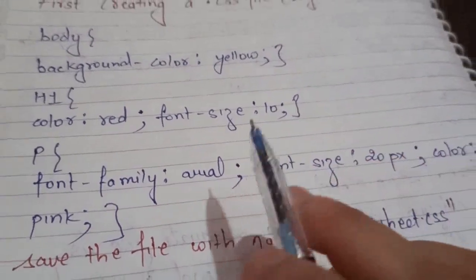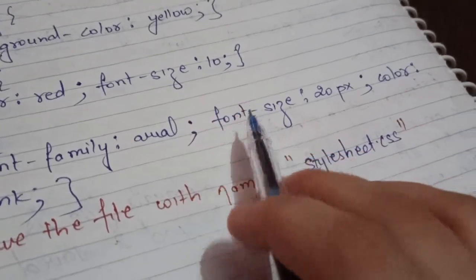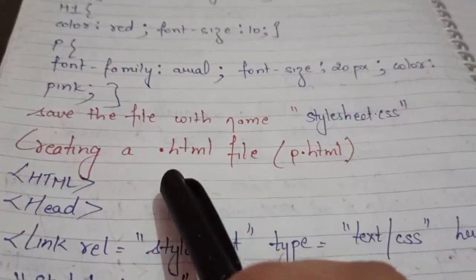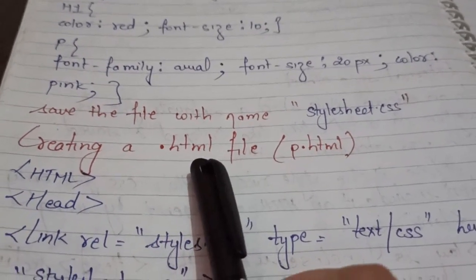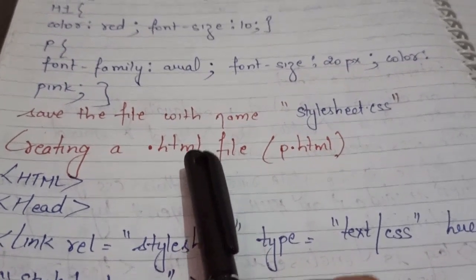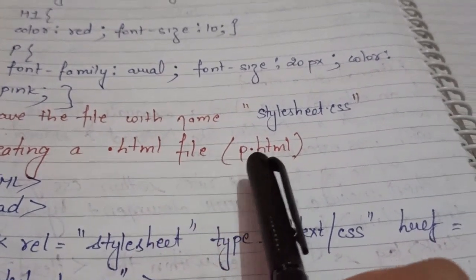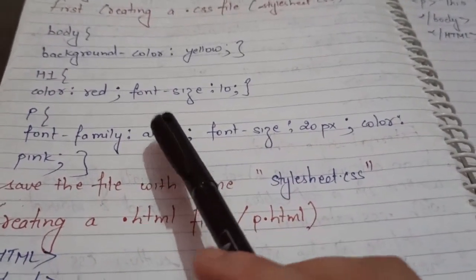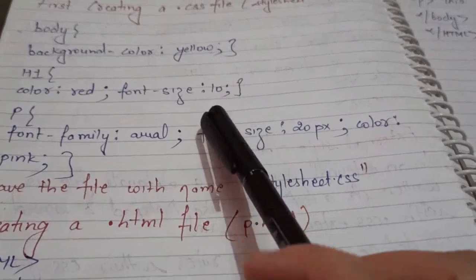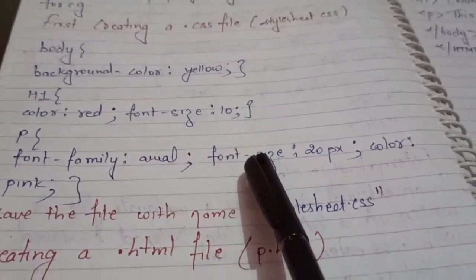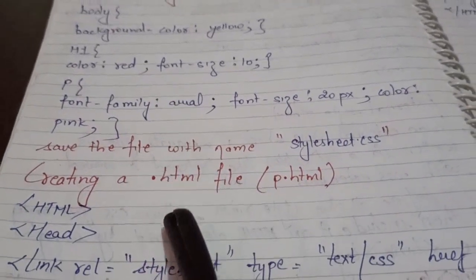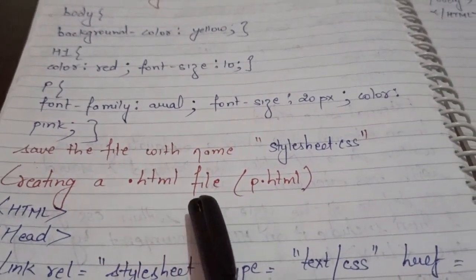Now what I am going to do, I am going to create one more file, but that file is .html. So how will I create that? So now in the next step, I am creating another file with .html, and the name of my file is p.html. Before that, I created one file with the .css extension in which I have applied all the CSS styles and rules, as you can see, on different HTML elements. So now I am creating an HTML file with the .html file extension.